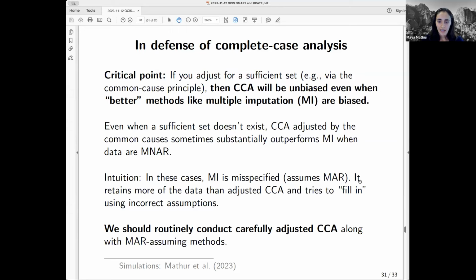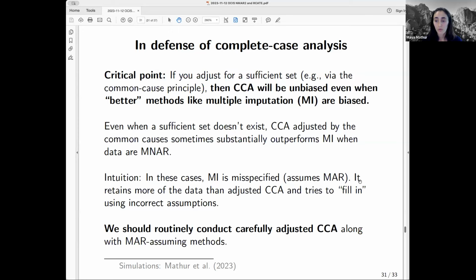It's actually interesting to note that in simulations, which are of course never exhaustive, but at least in the simulations we did, it appeared that sometimes even when a sufficient set doesn't exist because we have either type D or type M insufficiency, a complete case analysis that is adjusted by these common causes does sometimes still substantially outperform multiple imputation when we're in missing not at random settings.